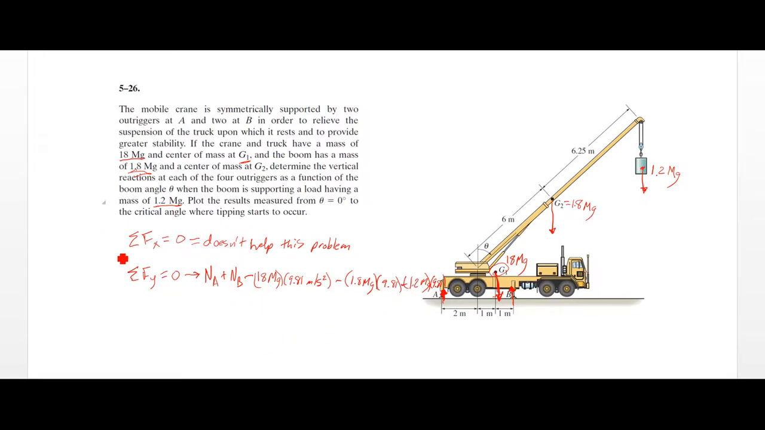We can rearrange that, but then the last part, when we don't have any tipping, the sum of moments around B is going to be 0. So what is creating moments around B? We have the normal force at A, and how far away from B is that? Well, we've got 2 meters plus 1 meter plus 1 meter, so 4 meters. We're going to have that times 4 meters. And that's actually a negative, right? That's creating a clockwise rotation, so that's a negative moment.